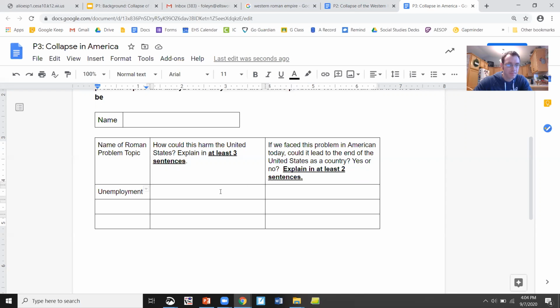So the first one, 3 sentences explaining how it would harm the United States. The second one, at least 2 sentences discussing, do you think this could lead to the end of our country? That's what we have for P3. If you have any questions, talk to your teacher.